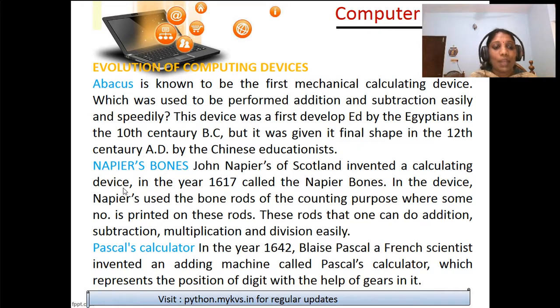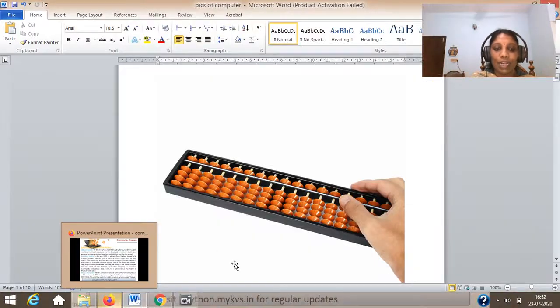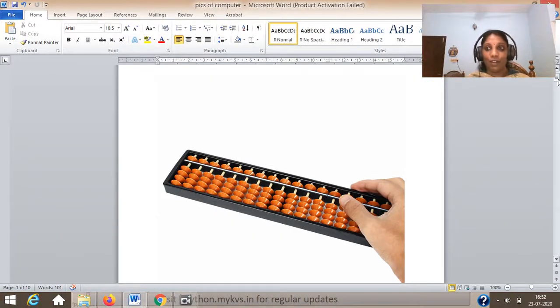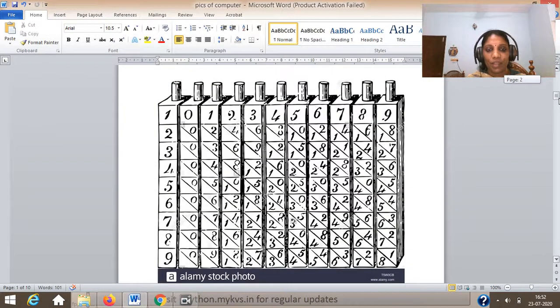Next comes Napier bones. John Napier, another mathematician of Scotland, invented this, and it was made with bone rods. Addition, subtraction, multiplication, and even division were done with the help of the numbers printed on these rods. The exact usage is not clear to us, and we have no idea how they used it, but a picture is given here. If you want to know the usage, you need to Google further.